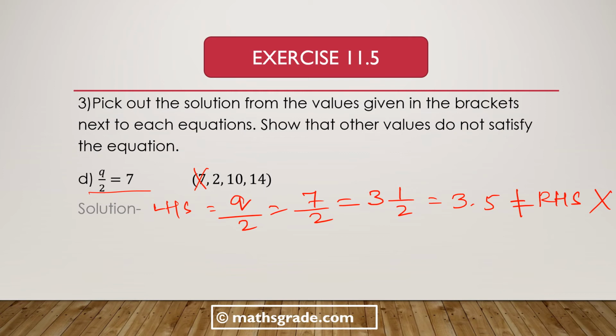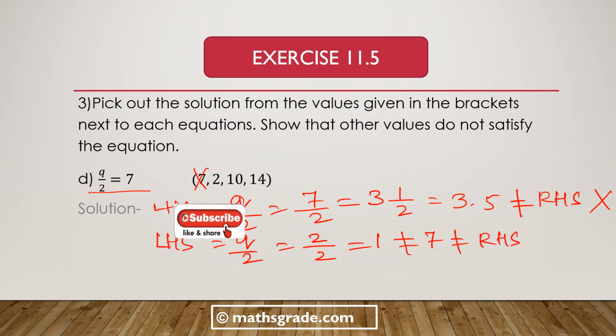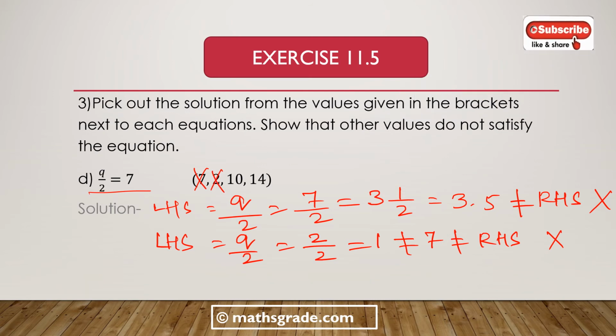Now we have to substitute the variable q is 2. Now the left hand side becomes q divided by 2. Substitute q equal to 2, now it becomes 2 divided by 2, and 2 divided by 2 equal to 1, which is not equal to 7, not equal to the right hand side. So this is not satisfied, or this is not the solution for the given equation. Q equal to 2 is not the solution for the given equation.